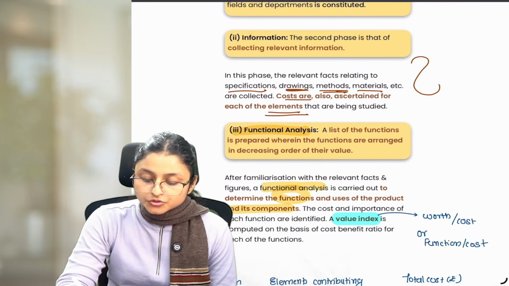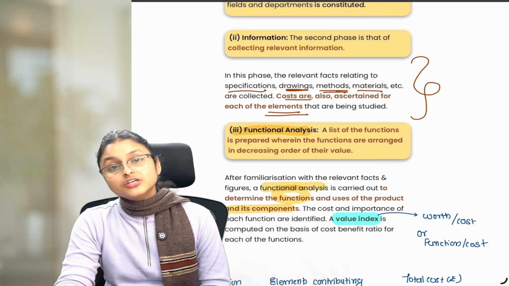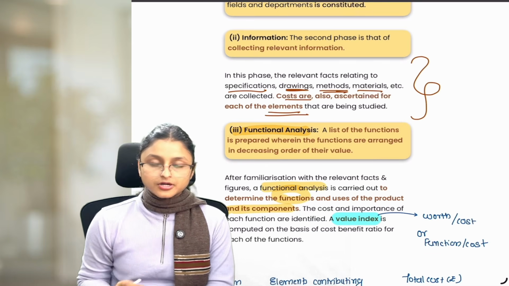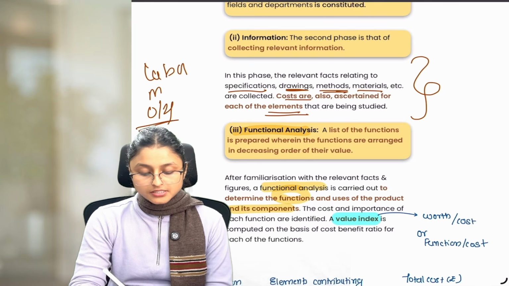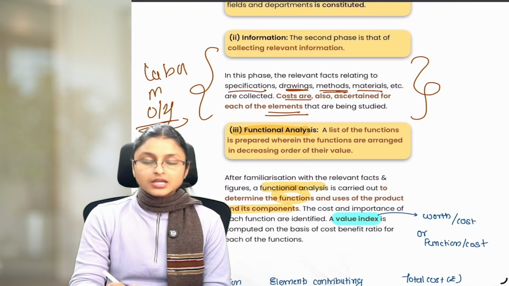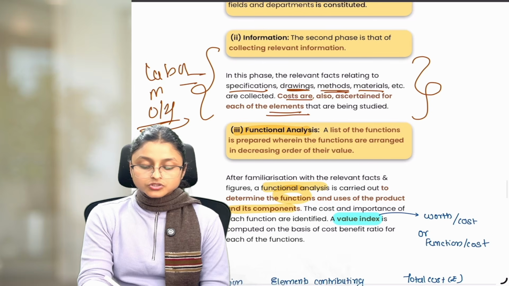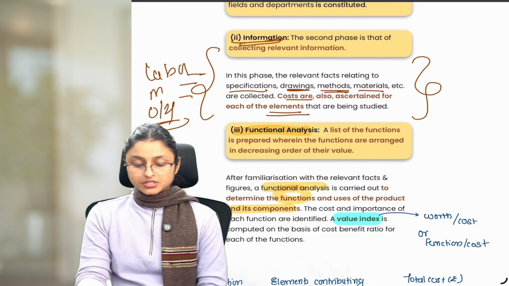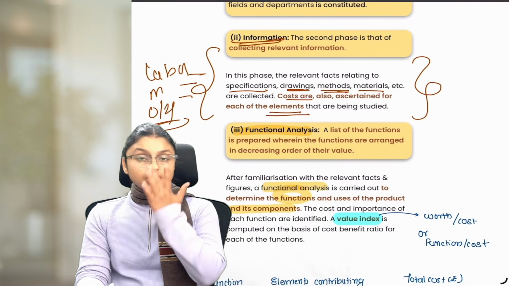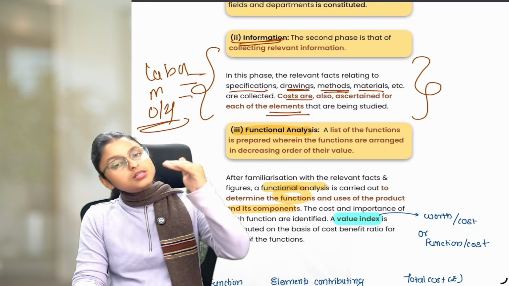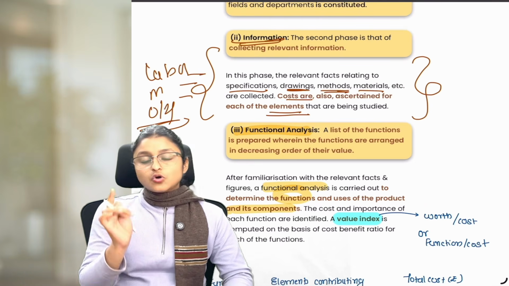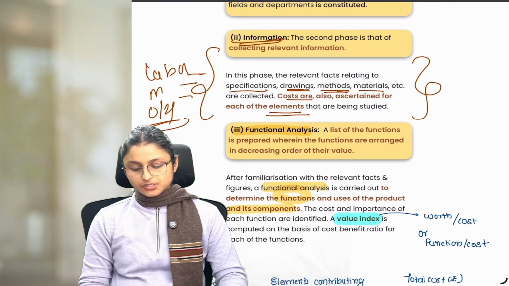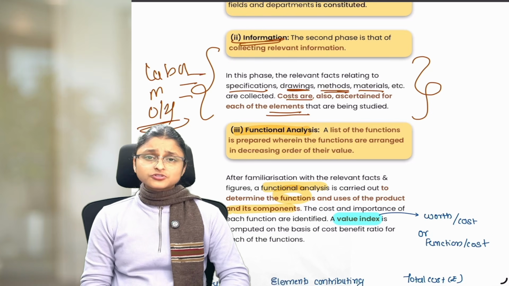Here we understood the cost of each element which we are using in our product, whether it be labor or material or overheads. Every element which we are using in our product, we'll find out the cost of it in the information phase. But in the functional phase, we are finding all the functions and the cost incurred to perform every function.